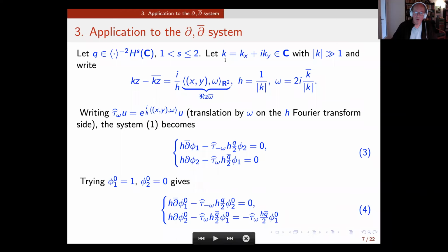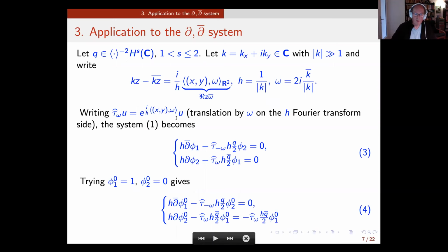In our system, we had this complex parameter K, which I write as Kx plus i Ky. Then this function here is oscillatory. I can write it as follows: if I introduce h to be 1 over the norm of K, then this takes the form i over h, that is i times the norm of K, times the R2 scalar product between the point (x, y) and the vector omega. And the vector omega is what is written here, so it's a vector of norm 2.